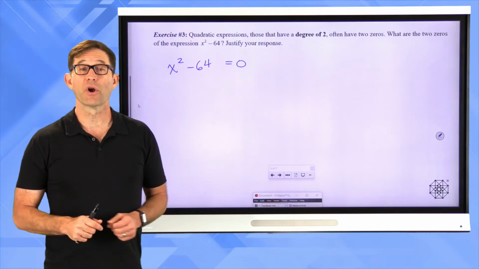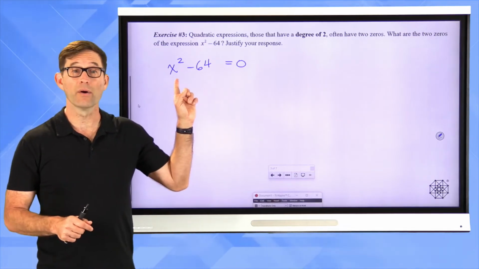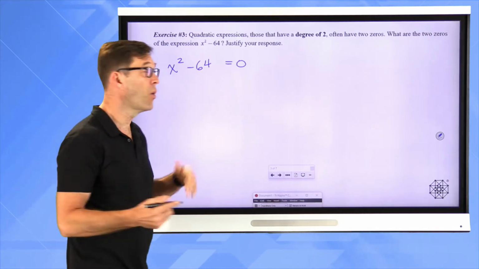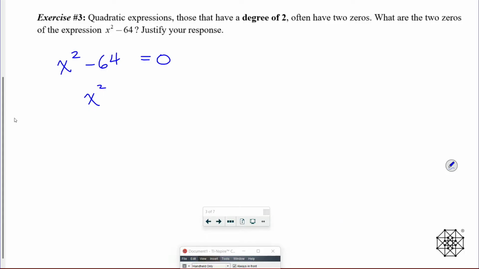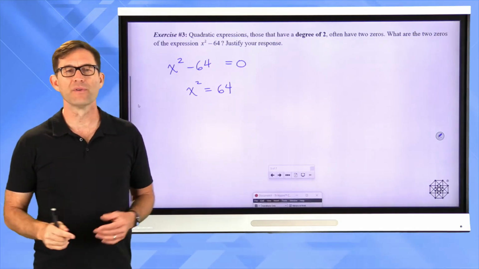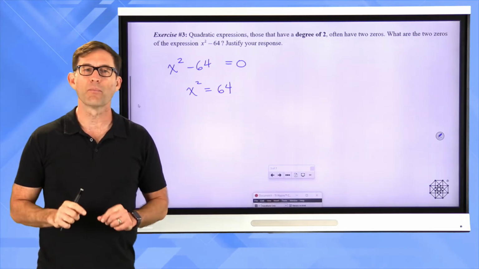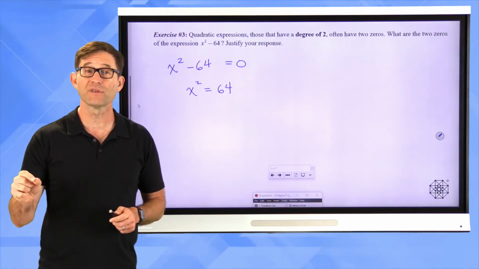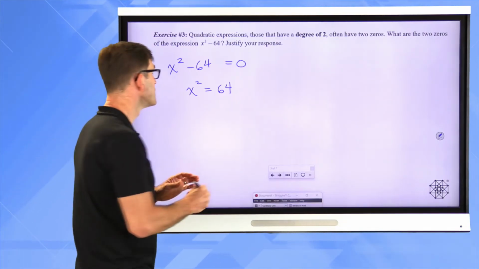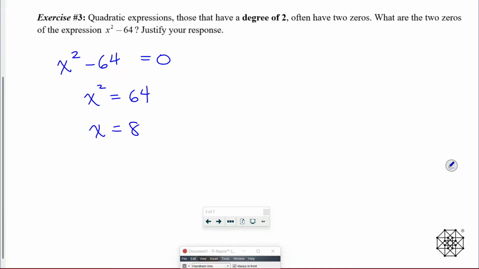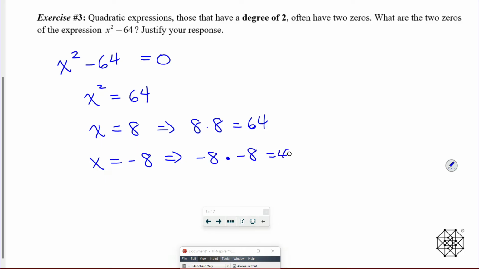Well, the only way this expression is going to be equal to 0 is if x squared is equal to 64, right? That's the only way. Now, I'm not solving an equation so much right now as just sort of thinking about it, right? X squared has to be equal to 64. Well, there are 2 numbers that when you multiply them by themselves give you 64, right? So if x is equal to 8, then 8 times 8 is equal to 64. And if x is equal to negative 8, negative 8 times negative 8 is equal to 64.